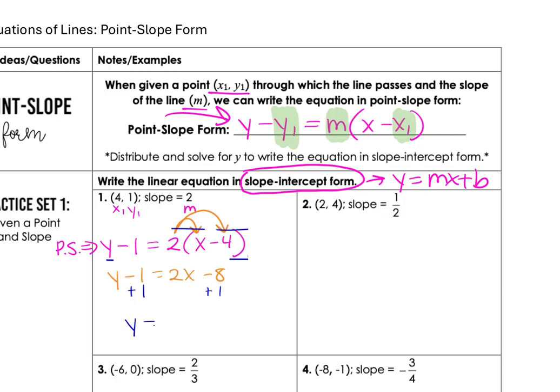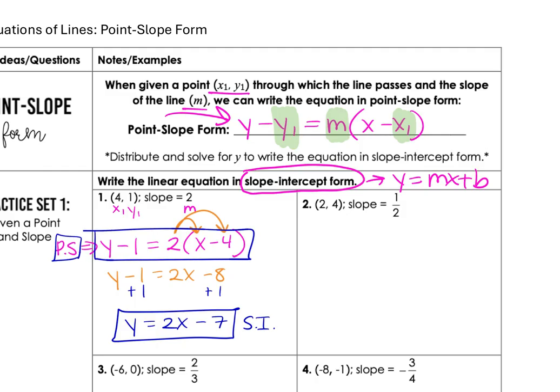So y equals 2x. Negative 8 plus 1 is a negative 7. Be careful with the negatives. Negatives always throw people for a little bit of a loop. That is slope intercept form. This is point slope form, so if they say leave it in point slope, it would look like that. If they say put it into slope intercept, you should end here. Okay.